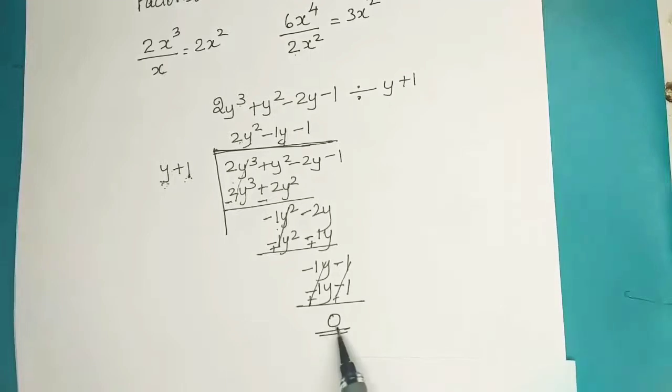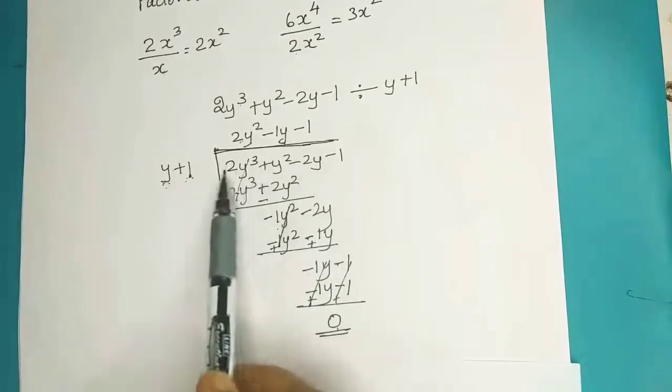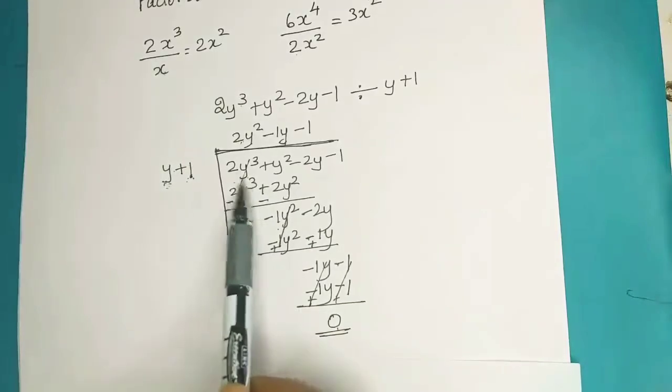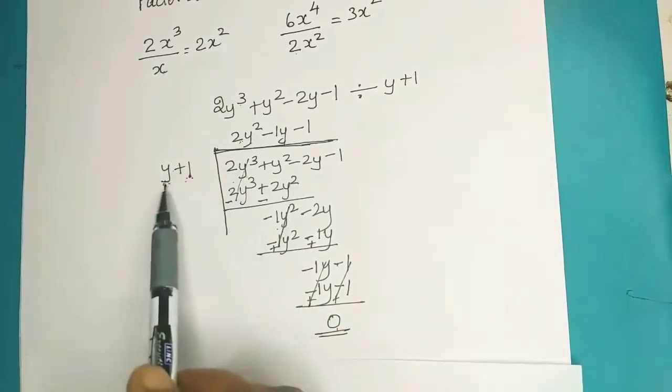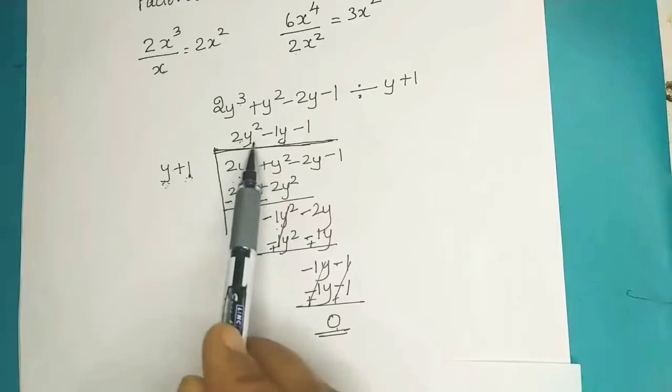Since the remainder is 0, you can say that y plus 1 is an exact factor of this cubic polynomial. This is one of the factors here, and you will get the other two factors by splitting the middle term of this quotient.